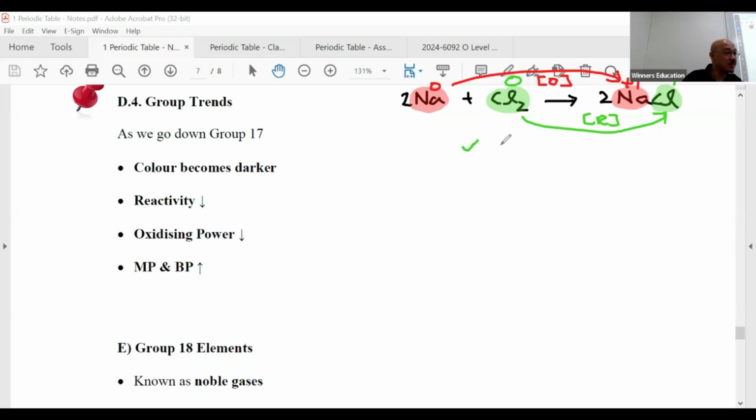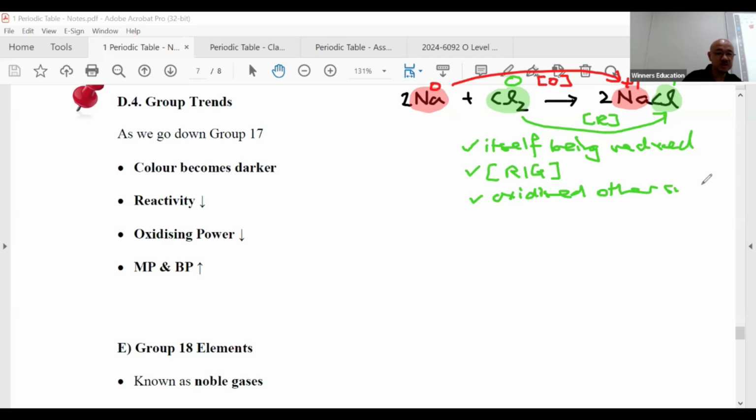So chlorine, what happened to chlorine? Chlorine itself over here gets reduced. How does it get reduced? We learn RIG. Reduction is the gain of electron. Make sense? And it oxidizes others. Itself gets reduced, it oxidizes other substance, which is sodium in this case.